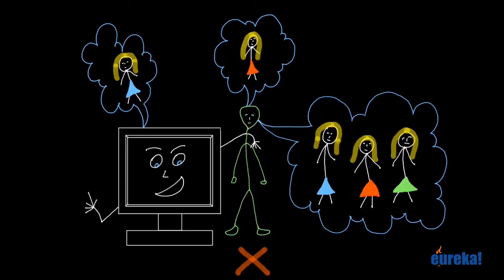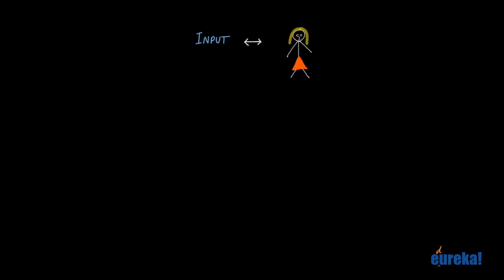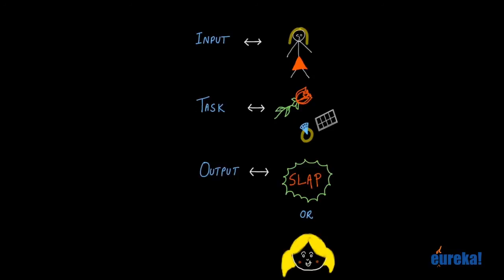If you want the computer to perform some task, then you need to tell it clearly as to what it needs to do. So what do we mean by clarity? To have clarity in any task, there are three components involved. There is the input, there is the task itself, and then there is the output. In this example, the input is the girl, the task is proposing, and the output could either be a slap or a smile.